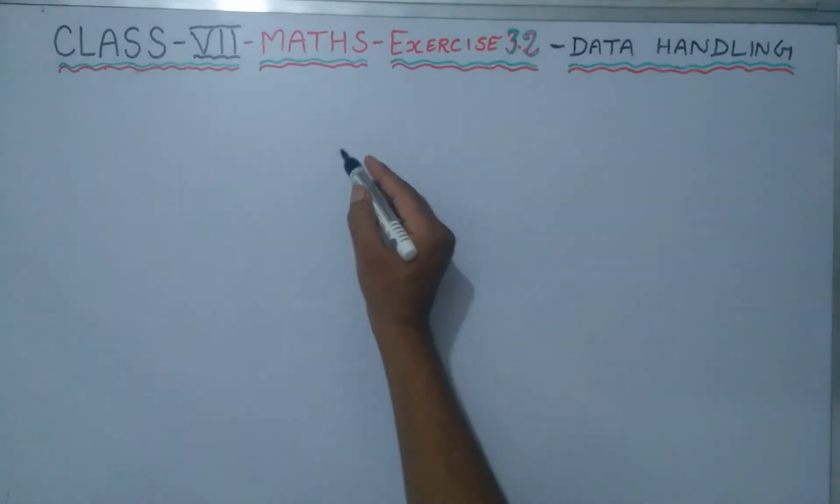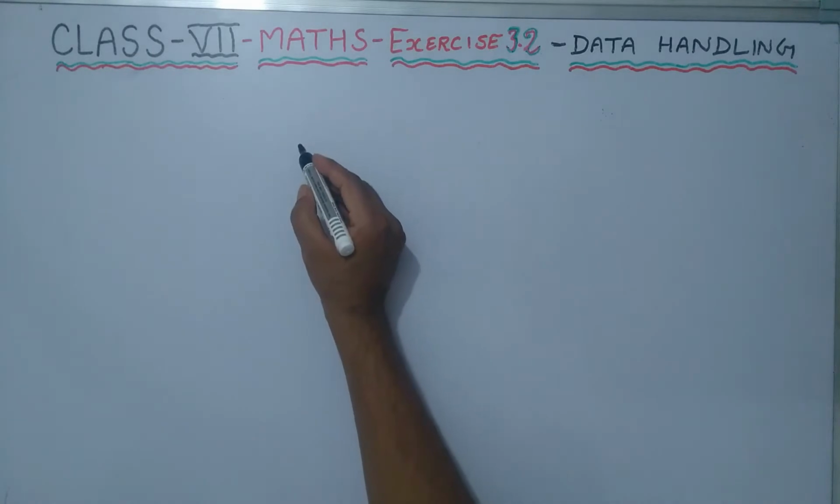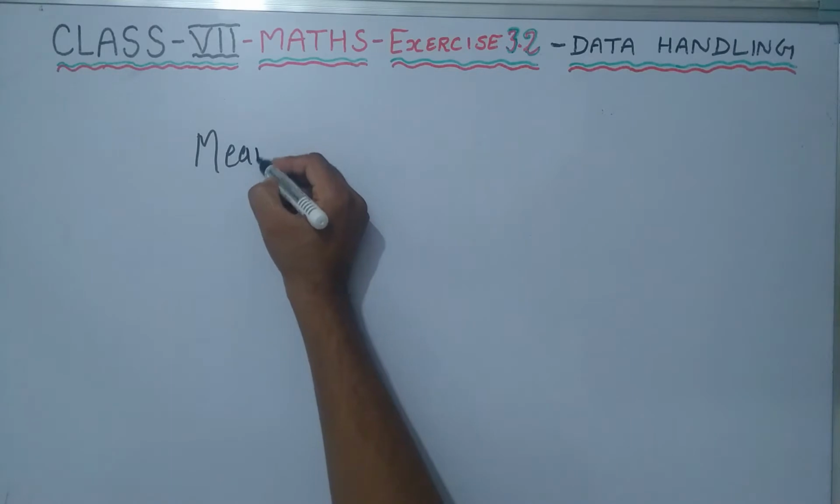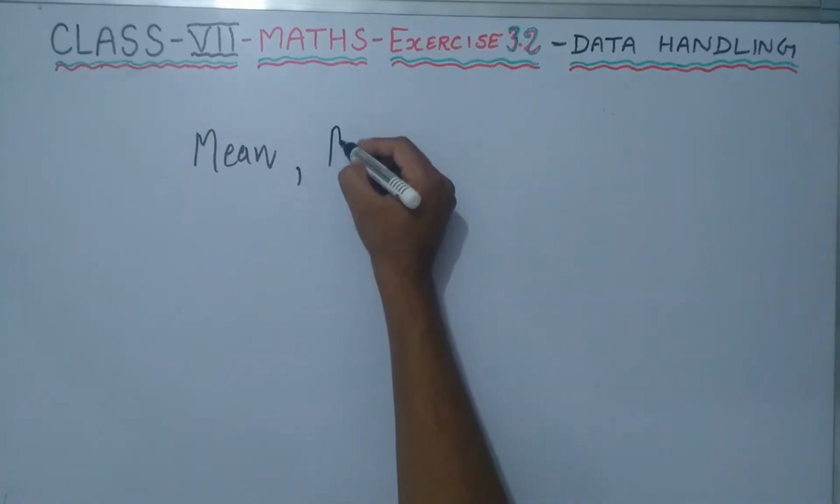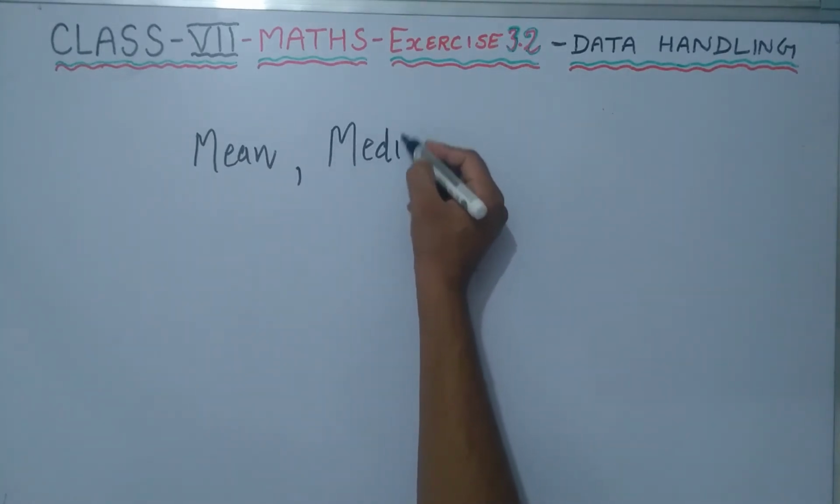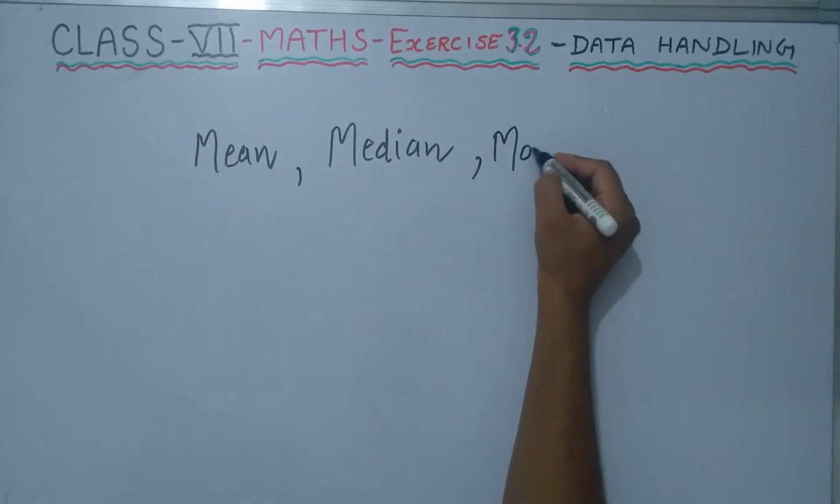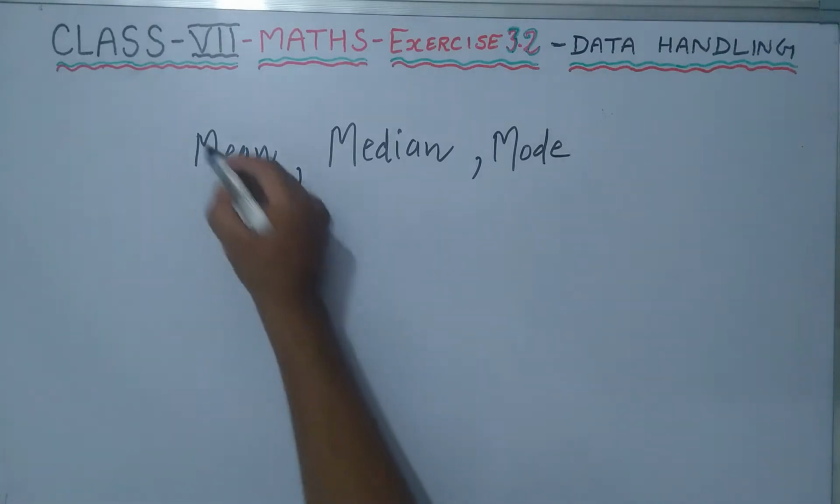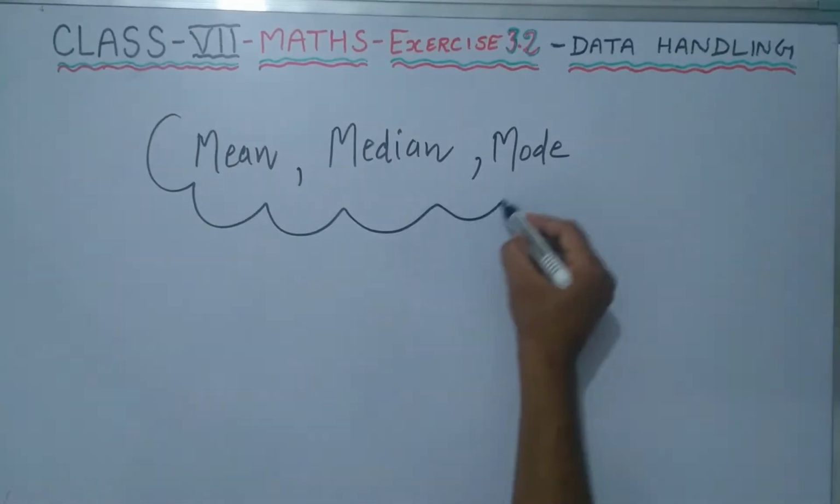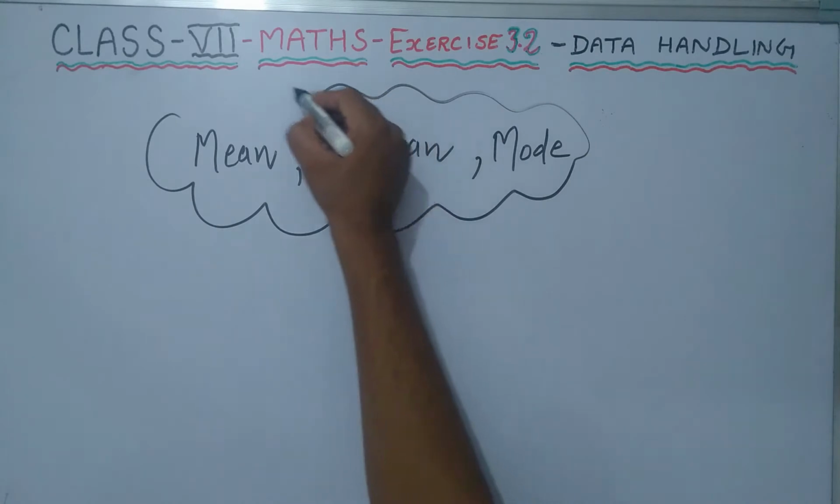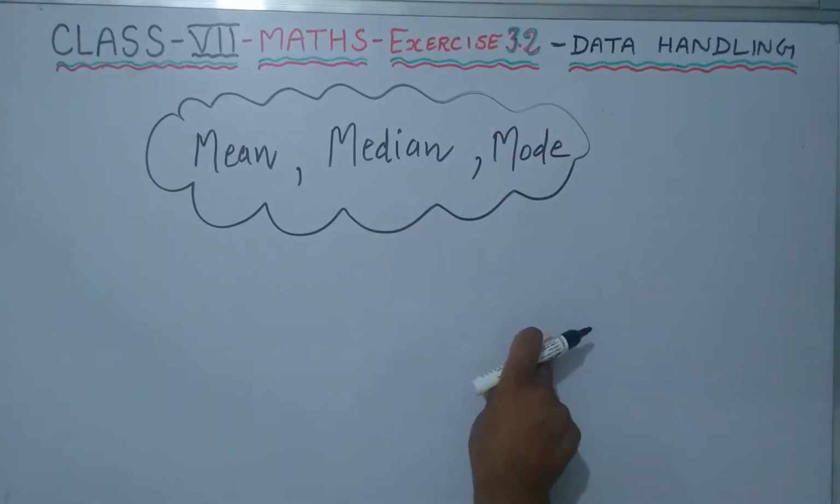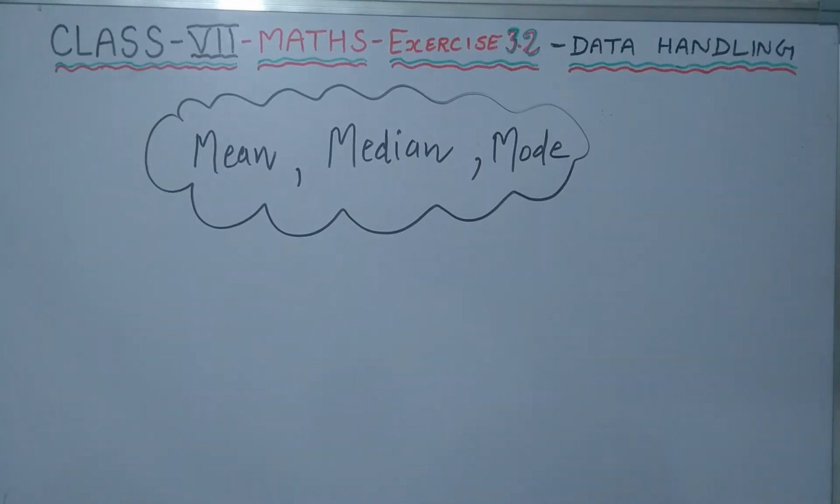So in this exercise we shall discuss three main points: mean, median and mode. These are the three main points in this exercise we are going to discuss. First of all, let us try to understand the meaning of these three.